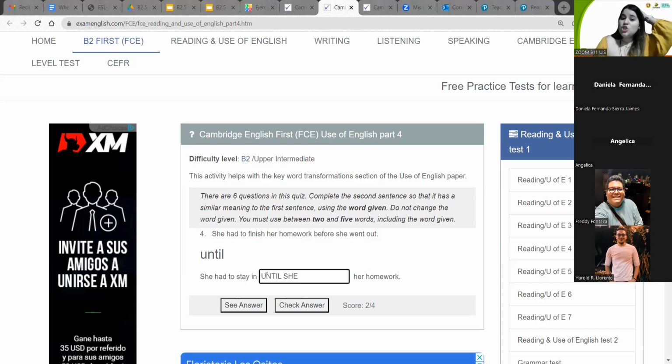It says she had to finish her homework before she went out. Ella tuvo que terminar su tarea antes de salir, right? So, she did something before another point in the past. Let's see how we can transform this sentence.